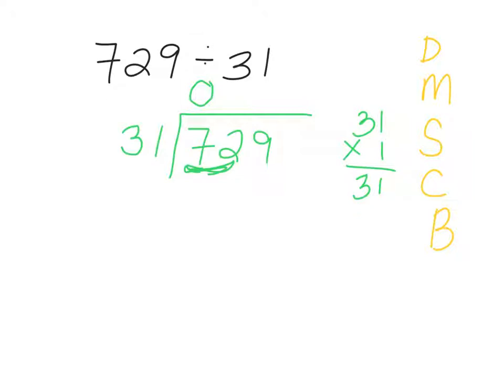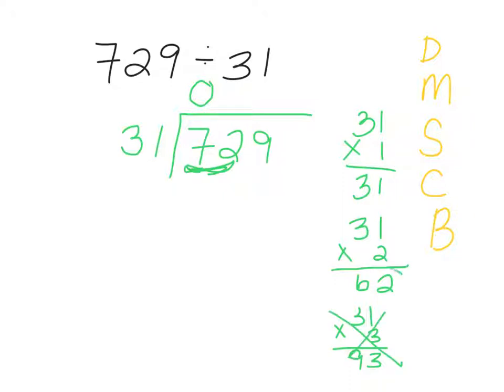Next up, let's try a 2. So we're going to do 31 times 2. So that's 62. Okay, we're still smaller than 72. Let's see if we can do another one just to see. 31 times 3. Let's see what that gets us. Remember, we're trying to get close to 72 without going over. But 93 is way bigger than 72, so that's not going to work. So don't do that. This is going to be the closest one. So we're going to use 2 up in the quotient. So 2.